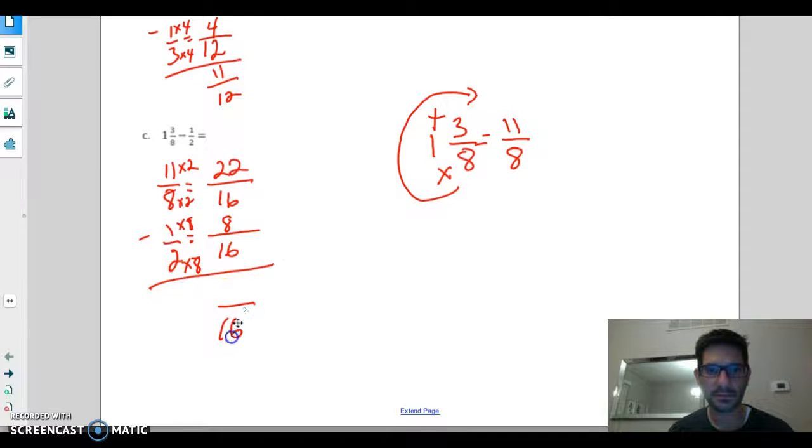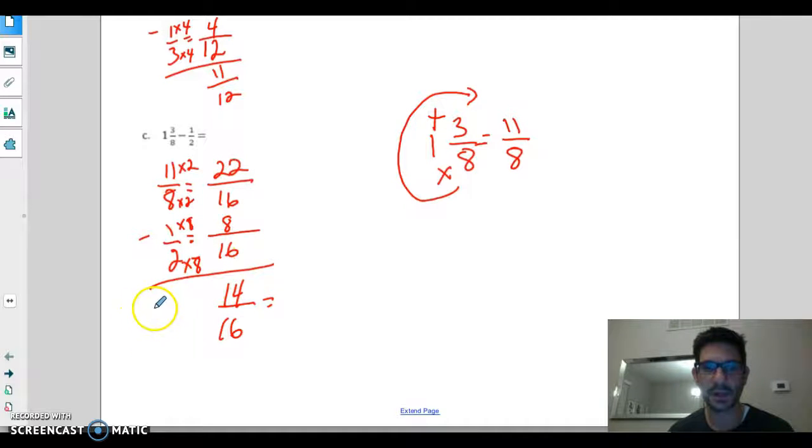Subtract: 22 minus 16 is 8... 14/16. Now, 14/16 can be reduced to the simplest form.